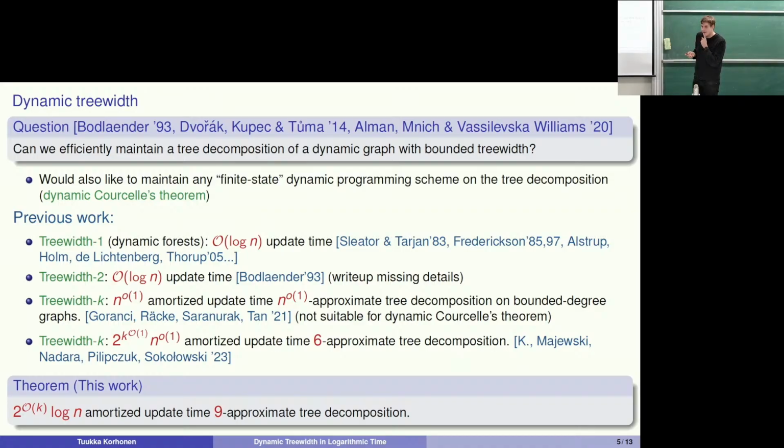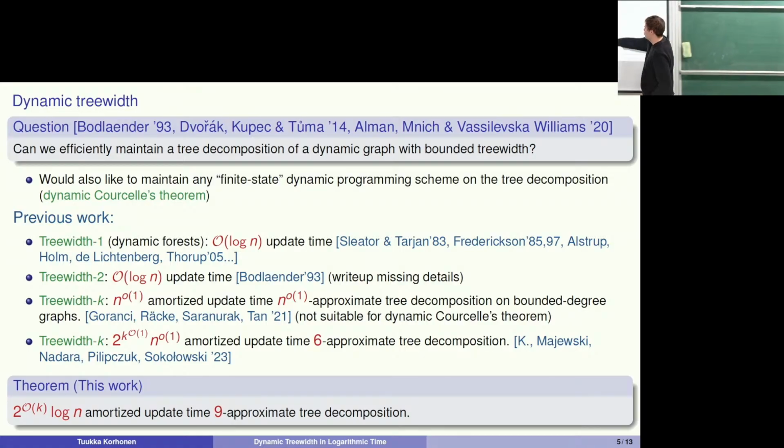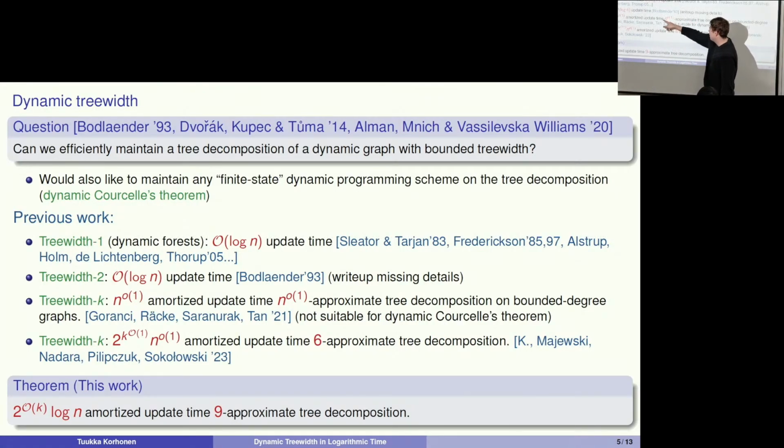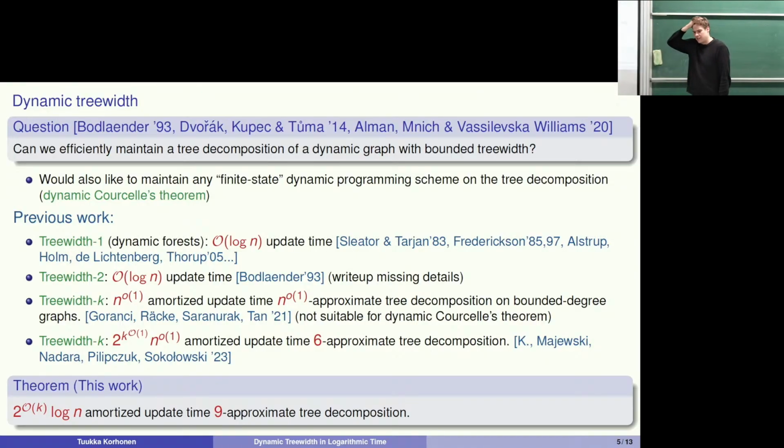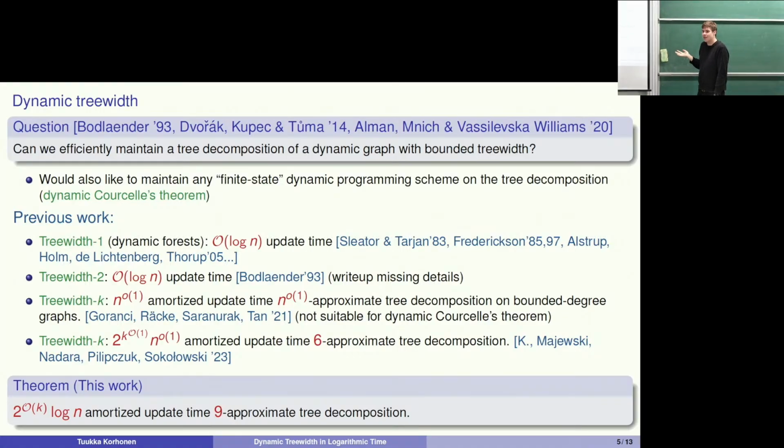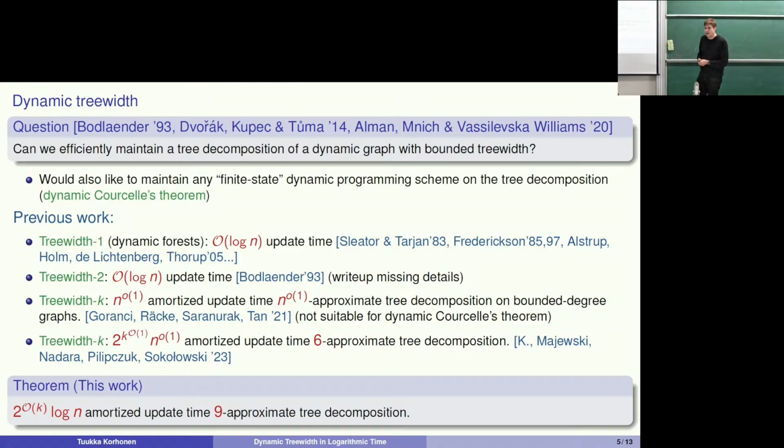Just out of curiosity, the one of Goranci, Räcke, Saranurak, and Khan, they have bounded degree, right? So does the exponent depend on the degree bound? I think it's just the approximation. You get a delta factor there. The structure works naturally on edge cuts, so in the worst case, converting vertex separators to edge cuts makes you get a delta factor.